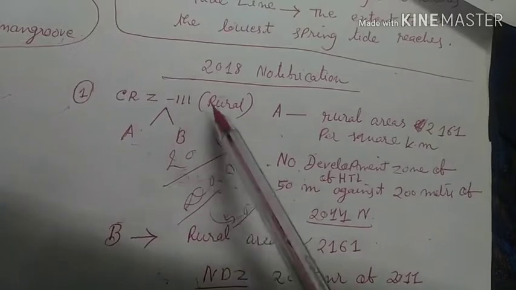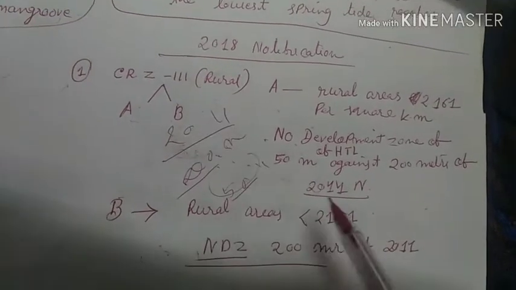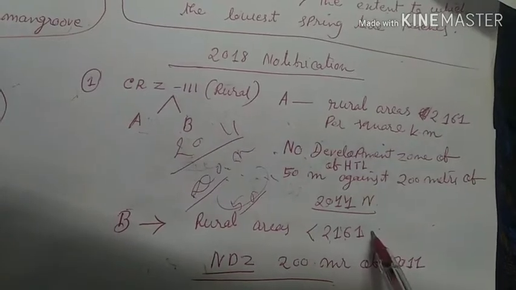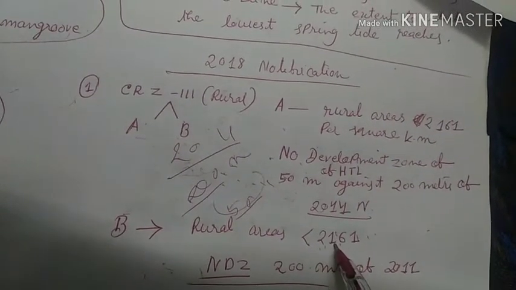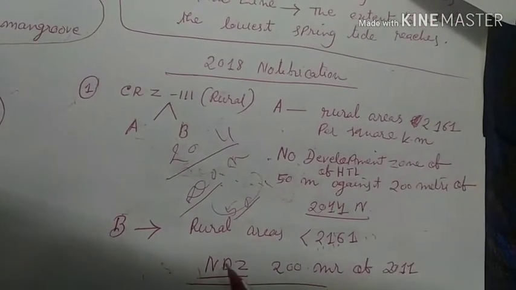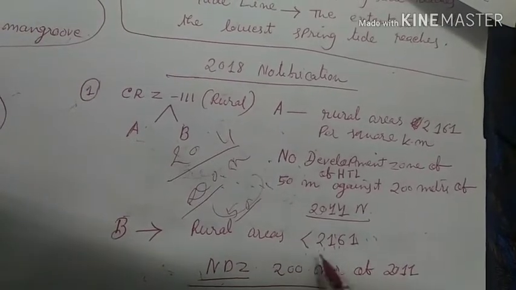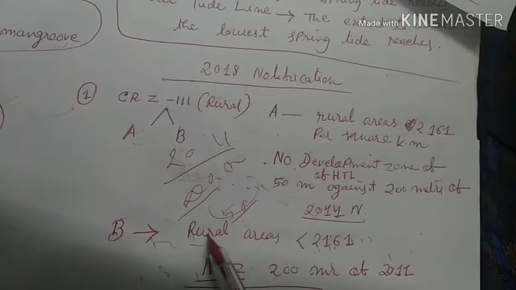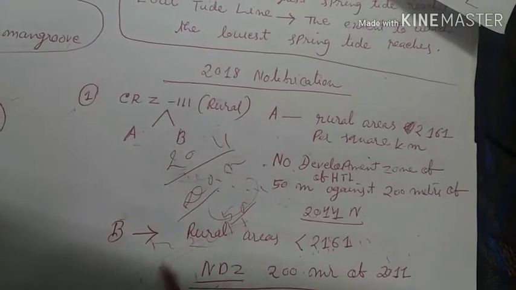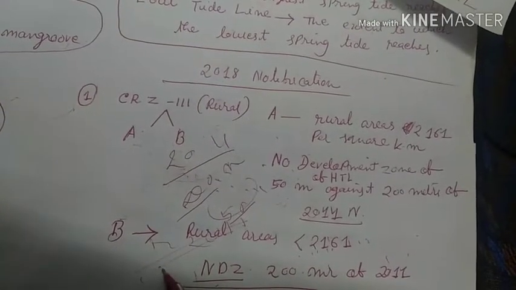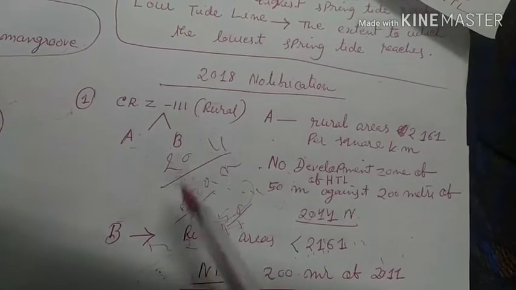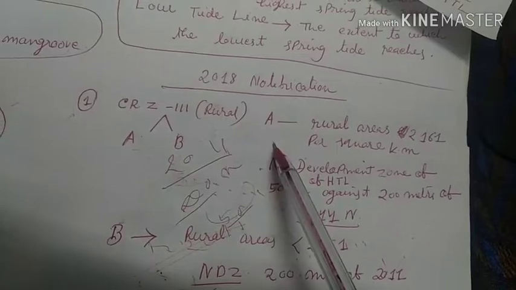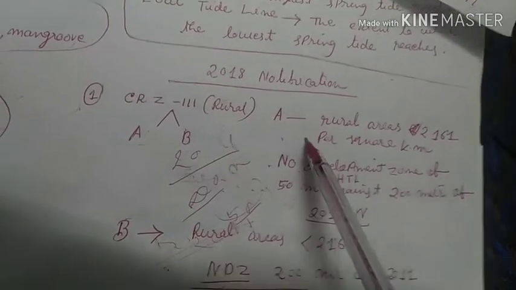coastal regulation zone 3, and B are less densely populated area, where population density per square kilometer is less than 2,161. Here, no development zone is 200 meters from high tide line. It was same as 2011. In 2011 also it was same 200 meter restriction, and where the change has been made in part A rural areas which are densely populated.